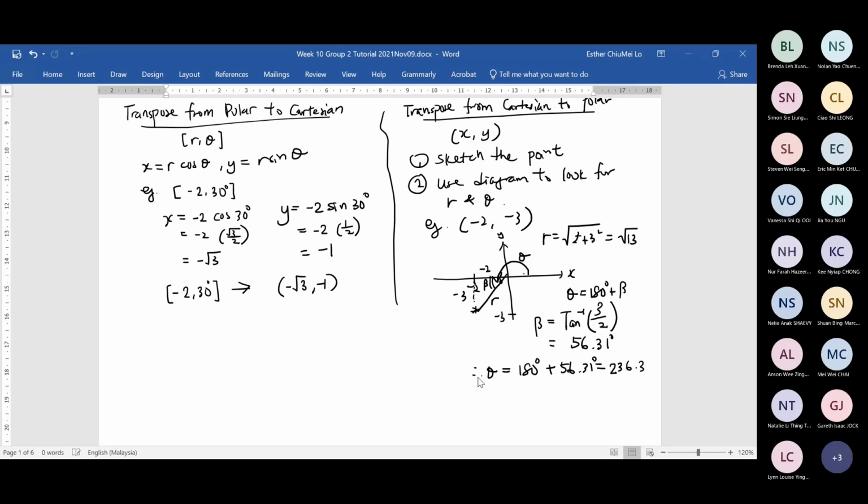Okay, 0.31. Now after you have done this, one more line, because we have already transposed from Cartesian. Our Cartesian point (-2, -3) maps onto polar with R, which is square root 13, as well as the angle theta, which is 236, 0.31. Use a square bracket to indicate the polar form.